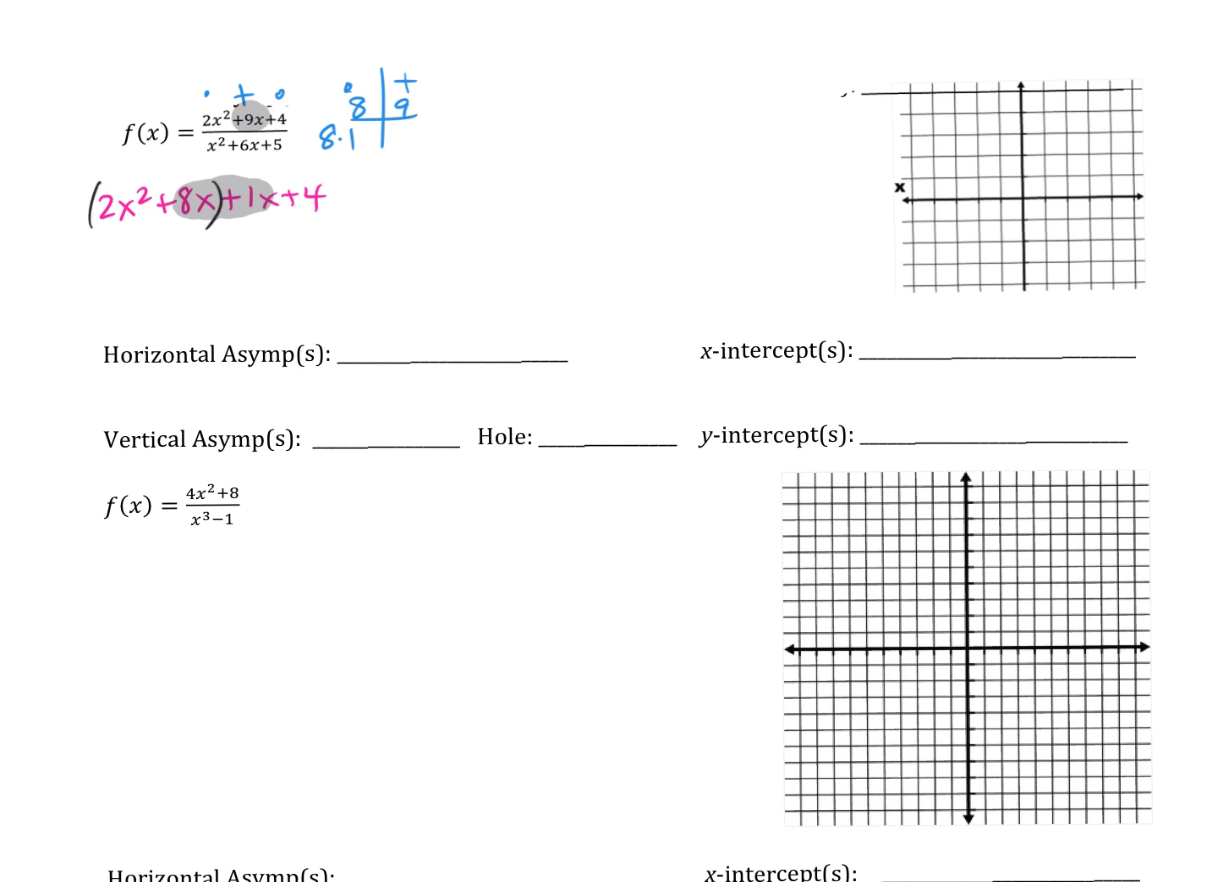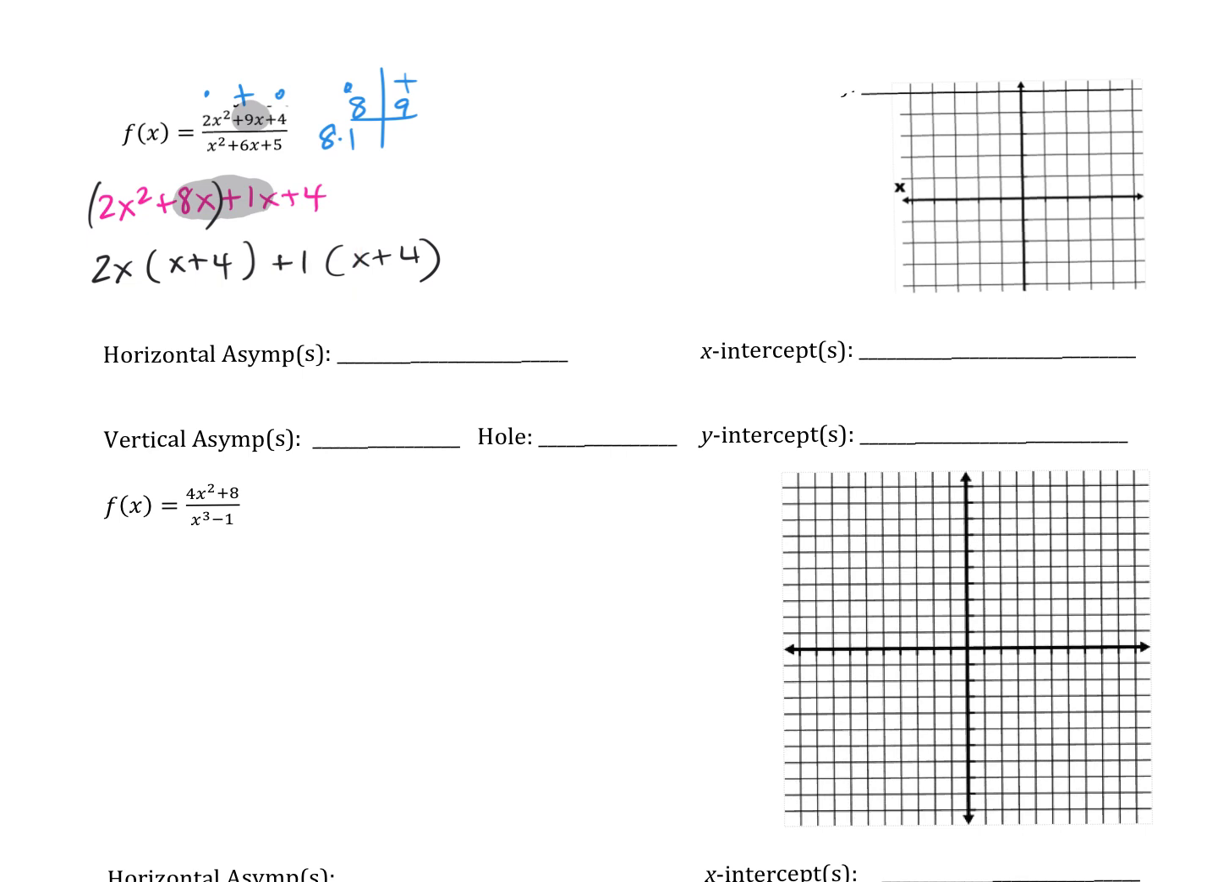Let's group these up. What do 2x squared and 8x have in common? 2x, leaving me with x plus 4. Is that what I have over here? Yeah, and I know my parentheses have to match. So what times x plus 4 is going to get me x plus 4? 1. A 1.